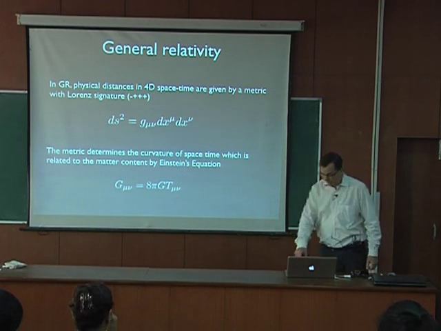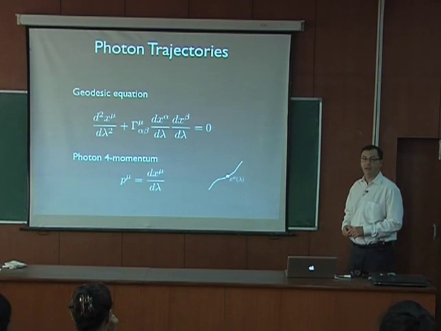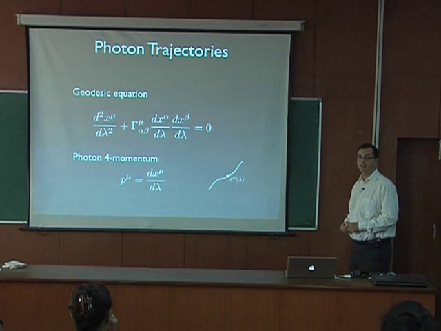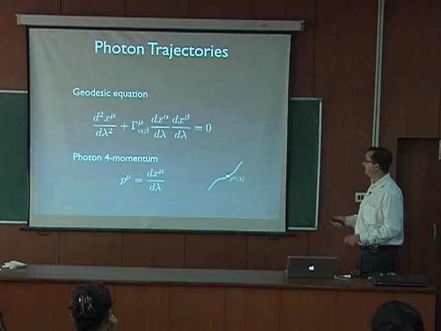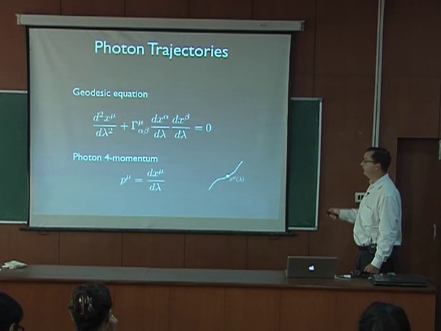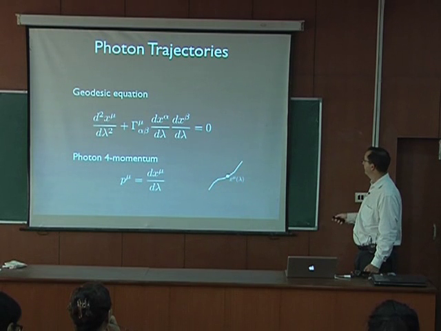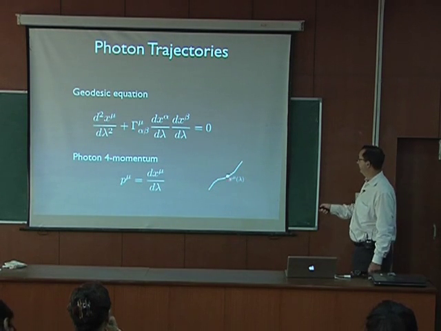And another ingredient that we need from general relativity is how photons travel in this spacetime, and that's given to us by the geodesic equation. So we imagine the trajectory of a photon. Let's call the coordinates of the photon x mu. We can characterize the path of this photon with some parameter lambda, an affine parameter lambda. And then we need an equation that we can solve to get the trajectory of the photon, x mu of lambda.